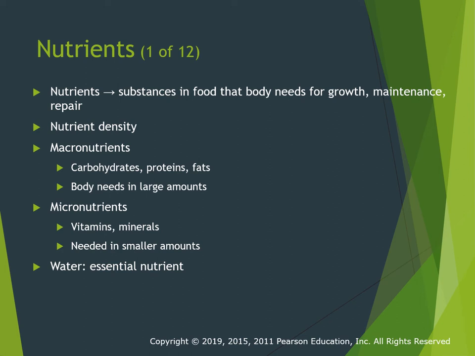The major nutrients are carbohydrates, proteins, lipids, which are fats, vitamins, minerals, and water. Our body's made up of 65 to 70% of water, so we need water to keep our cells hydrated.